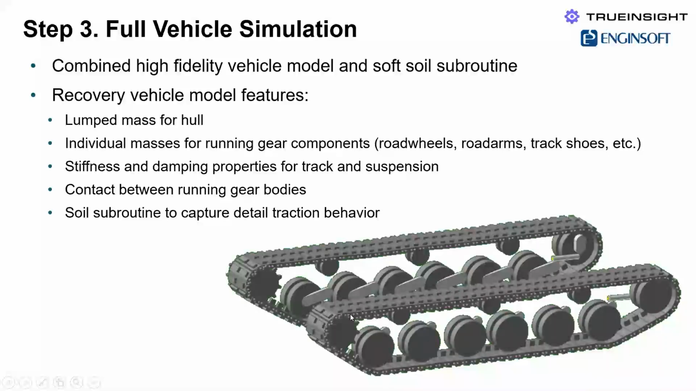The track also was connected with flexible connectors, so it could exhibit some kind of stiffness behavior. And likewise, we had stiffness and damping in the suspension. And all the contacts between all the track links and all the different components were included. And then the soil subroutine was where we were using the curves generated by the EDEM outputs and applying that to calculate what kind of traction was available. We were applying basically those curves to all the different track links.